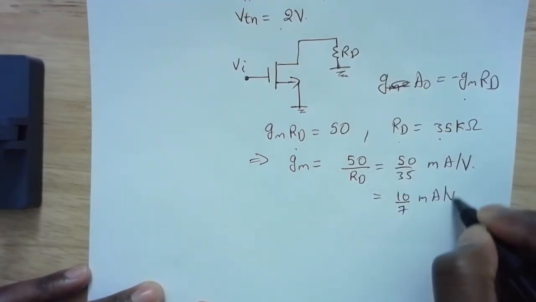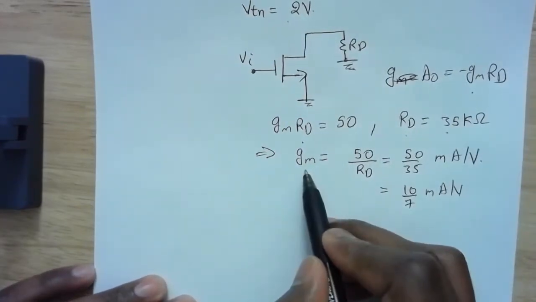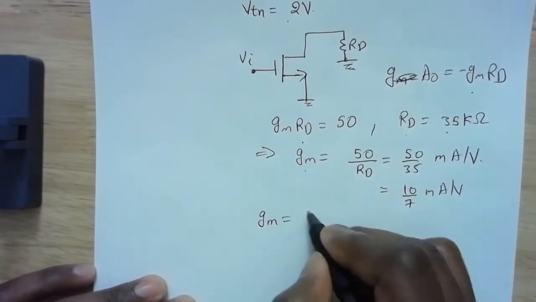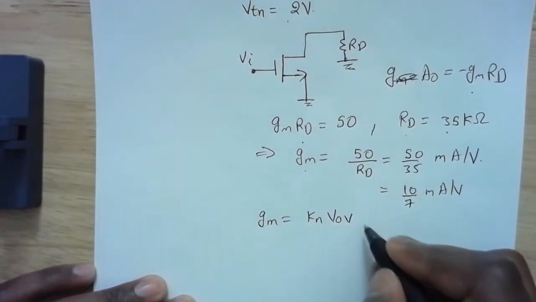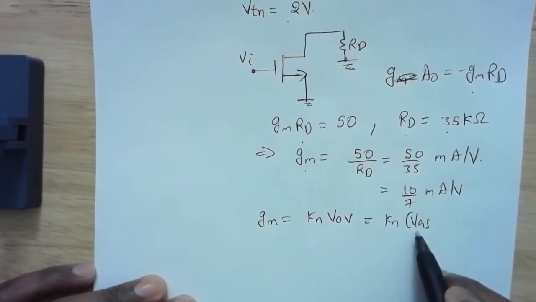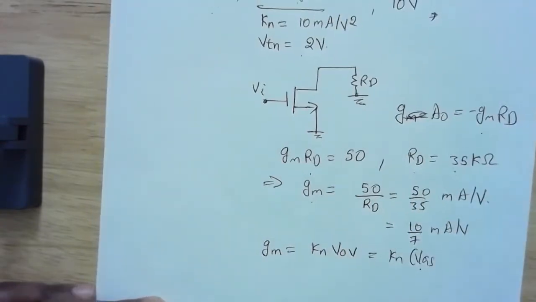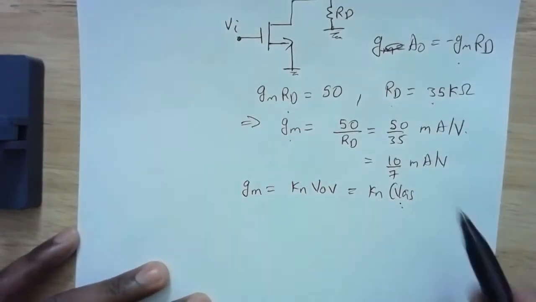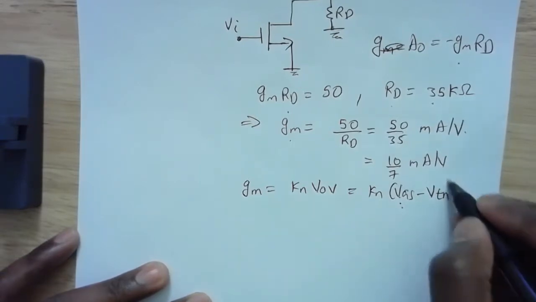If you refer back to the video where we derived gm for small signal analysis, we find that gm will be equal to Kn times VOV, where VOV is the overdrive voltage. So this will be equal to Kn times (VGS minus VTN). Now VGS is a DC voltage across the gate and the source. In this circuit we are not talking about DC voltages, but VGS at DC comes from the DC biasing circuit, and we'll talk about that later. VTN is the threshold voltage.